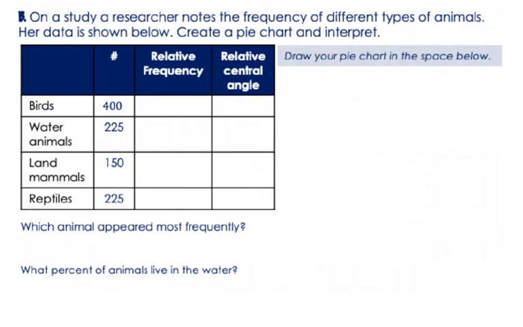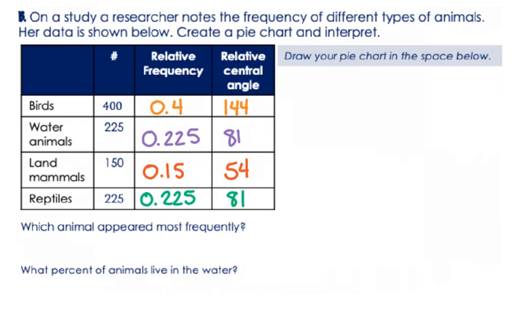Alright, so let's try one more. This one, on a study, a researcher notes the frequency of different types of animals. Her data is shown below. Create a pie chart and interpret. First thing I want you to do, pause the video, and I want you to fill out the table. So do that in 1, 2, 3. Okay, so here's what your chart should look like.